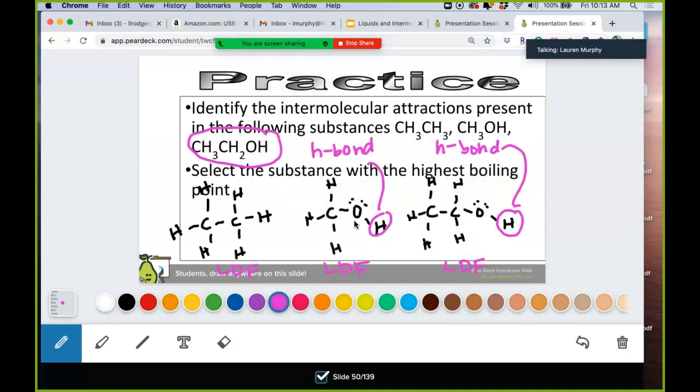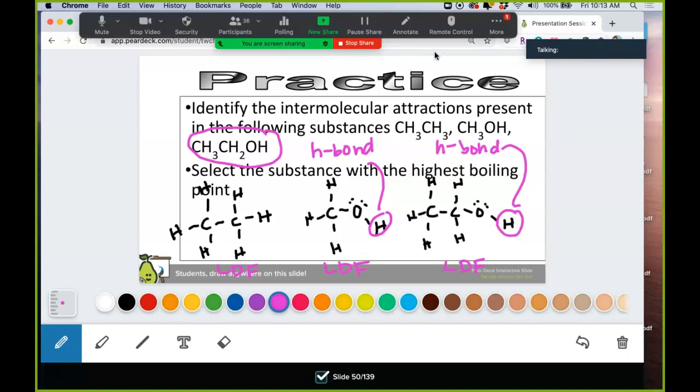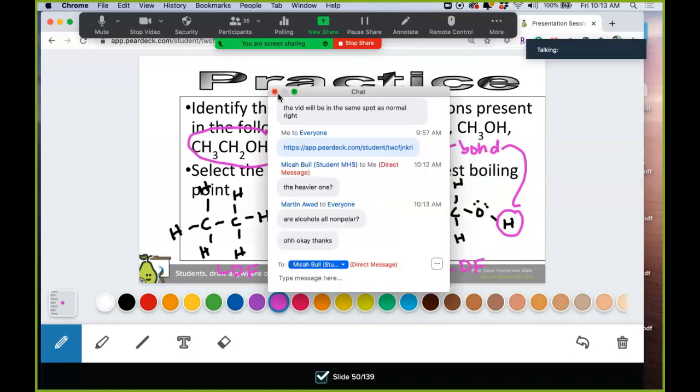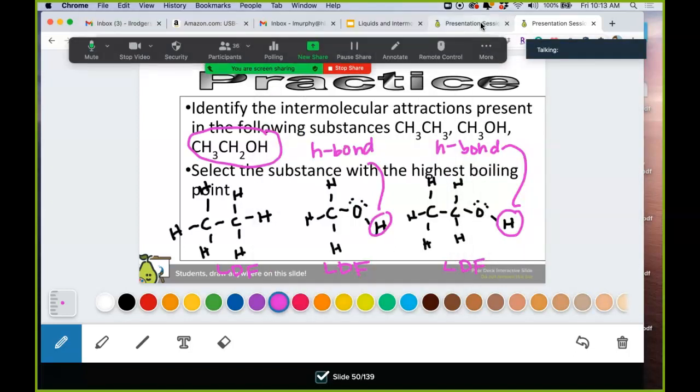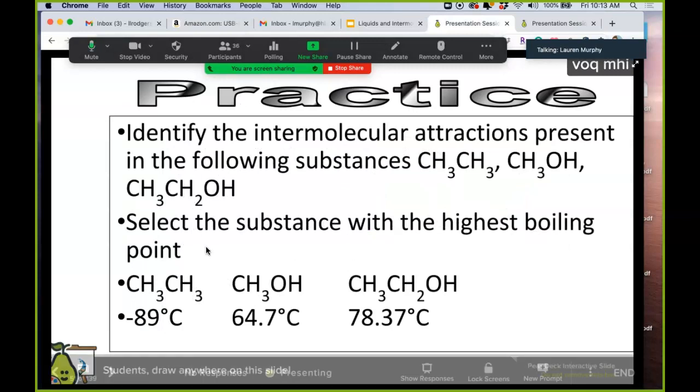Alcohols are polar because of this bent end right here. So polar, polar. That bend will not allow these dipoles to cancel out. Okay, so then I looked them up for you.